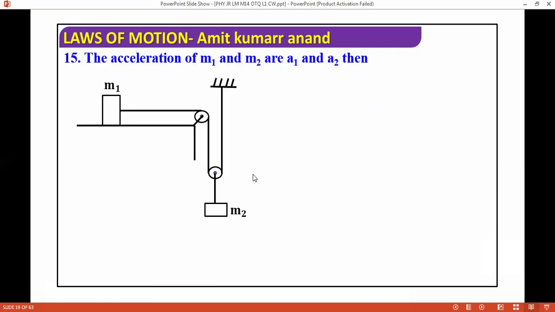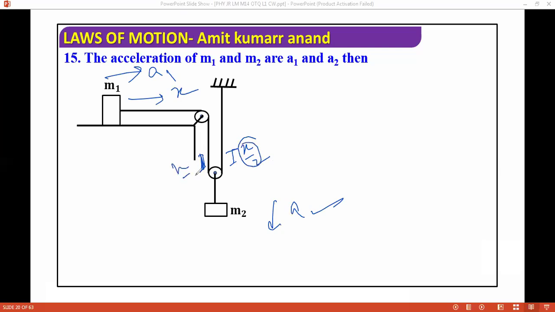The accelerations of M1 and M2 are A1 and A2. See, this question is important. This acceleration is A1 and this acceleration is A2. Think, if this will move X, then this will go down by X by 2. If this is moving X, this will take X by 2, yes or no?